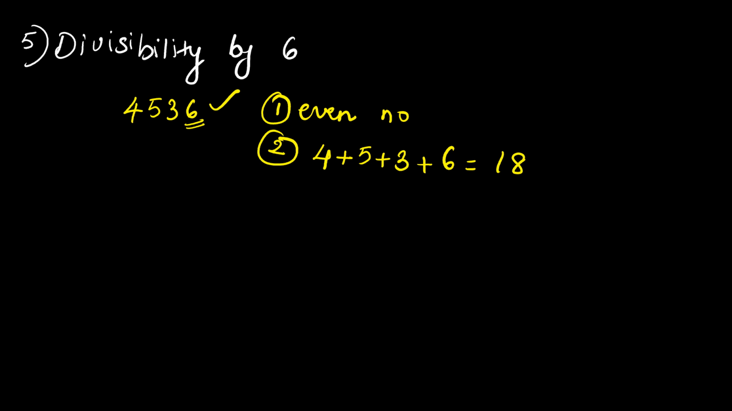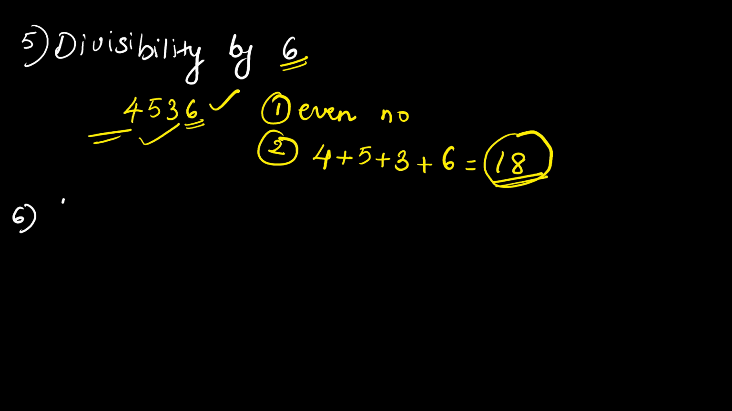Okay. And is this number divisible by 3? Okay, the sum of digits is divisible by 3. Therefore, this number is divisible by 6. So there are two conditions. Check if the number is an even number or not. Then add all the digits, and if this sum is divisible by 3, then this number is divisible by 6. So a number is divisible by 6 if the number is even and the sum of the digits is divisible by 3. So these are the two conditions for divisibility by 6.